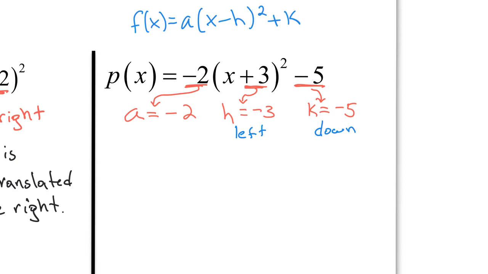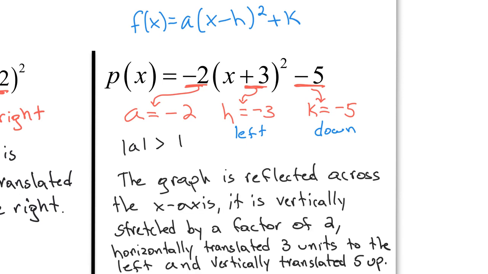Oh, something else I forgot. The absolute value of a. The absolute value of a, let's go ahead and go back to a. So we have a negative 2, the absolute value of negative 2, that's when the numbers become positive, basically. So the absolute value of negative 2 is positive 2. So that positive 2 is greater than 1. So that means that we have a vertical stretch. So let me write down the sentence so you guys know how to describe the transformation for this function.